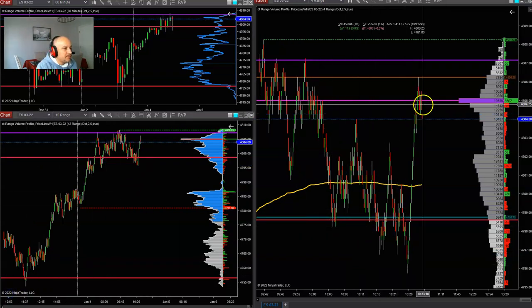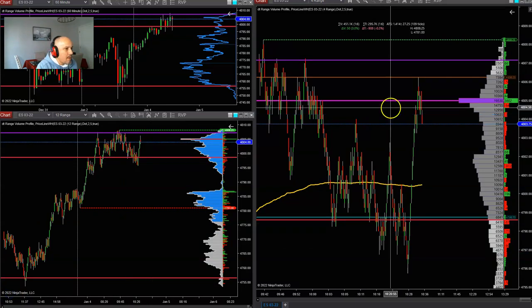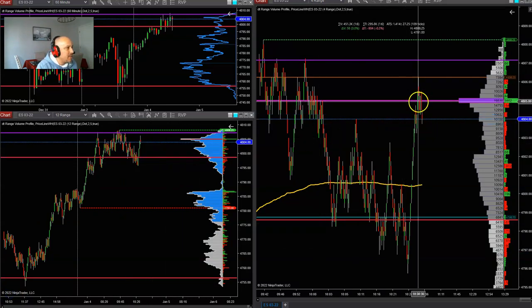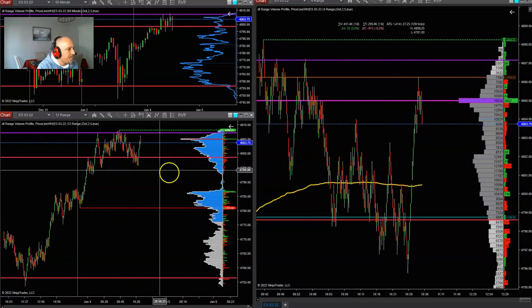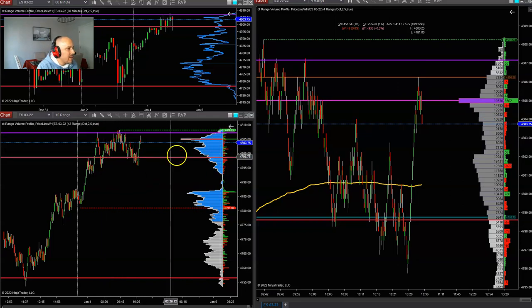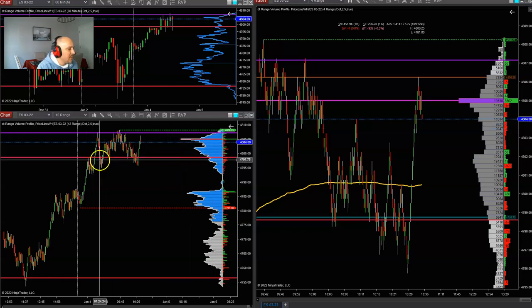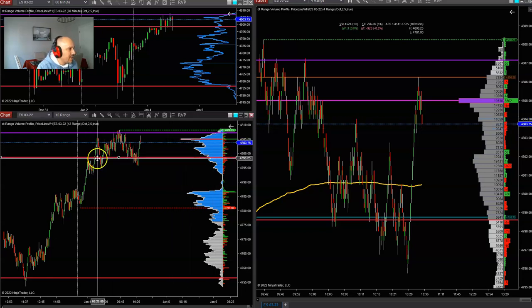Price pulls back to the VPOC. So it's trading sideways right now, guys. We're moving sideways right here in this volume area. This was, like I mentioned, that red line I marked prior, and price pulls back to it.